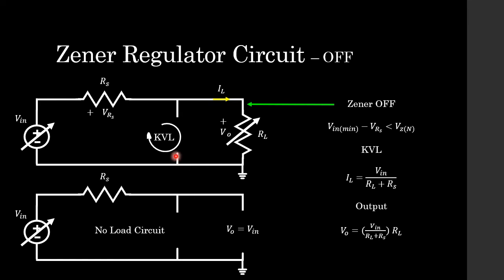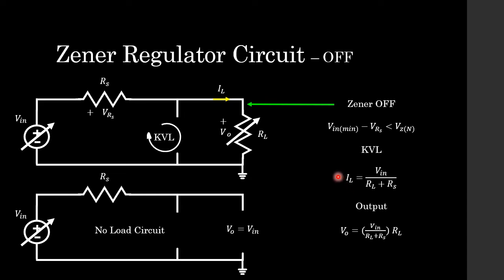Now don't think that no current is going to flow in the circuit because of this open circuit, because our load resistor is still connected in series with resistor RS and our voltage source. So our load resistor and RS are still going to pull a current IL. And we can determine that current with some good old-fashioned KVL. From KVL, we can determine IL is equal to Vin divided by RL plus RS.